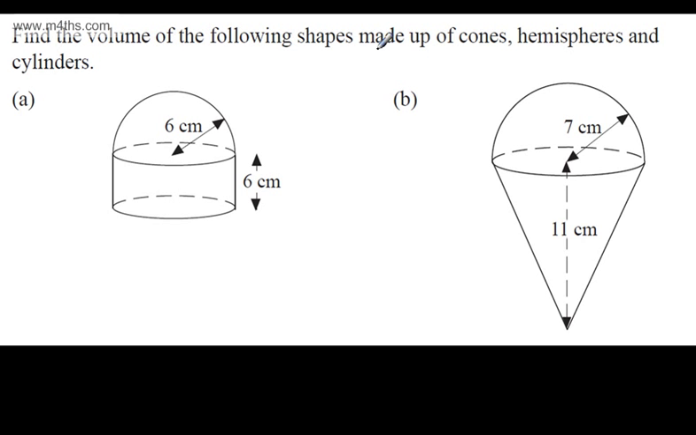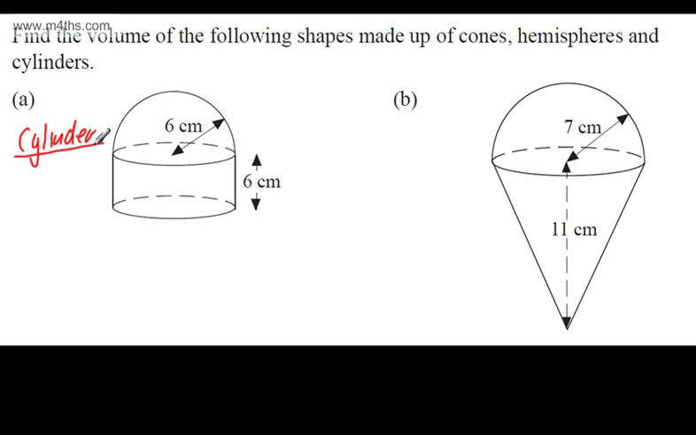Okay, we're asked to find the volume of the following shapes made up of cones, hemispheres and cylinders. So if we look at this one, now we have a radius of 6 and also a height of 6. This radius of course works for both the hemisphere and the cylinder. So let's go ahead and look at that. What we've got then is the cylinder.